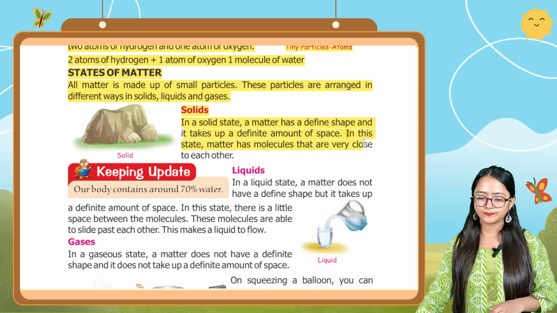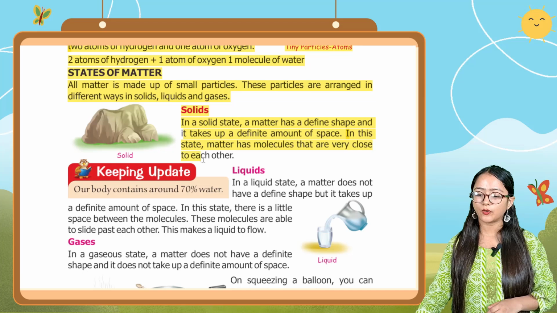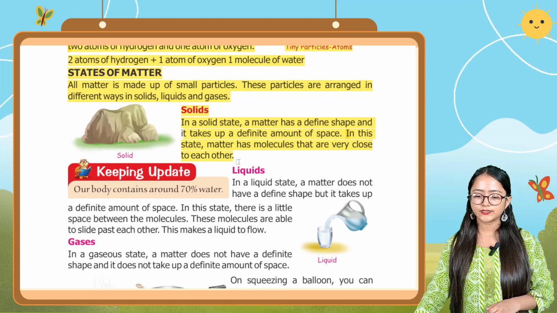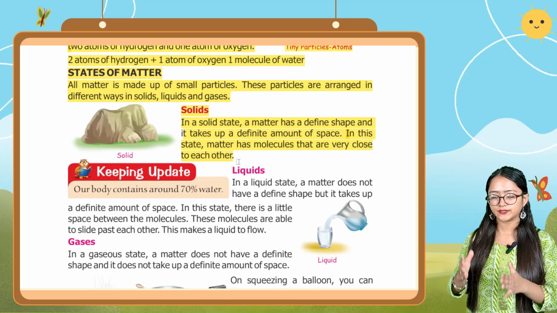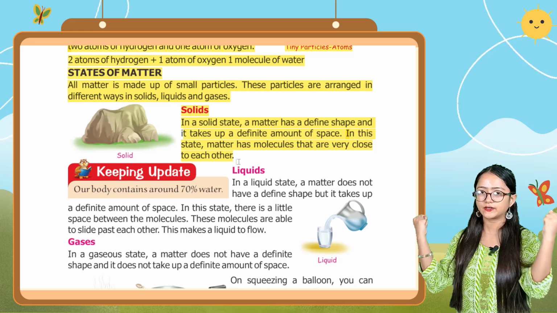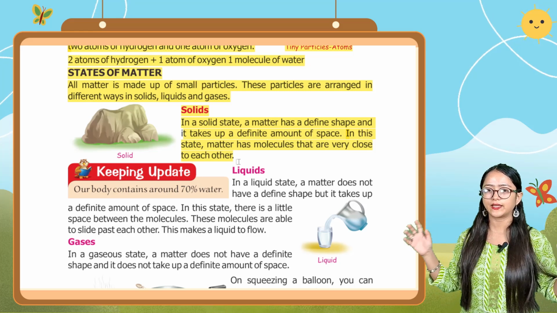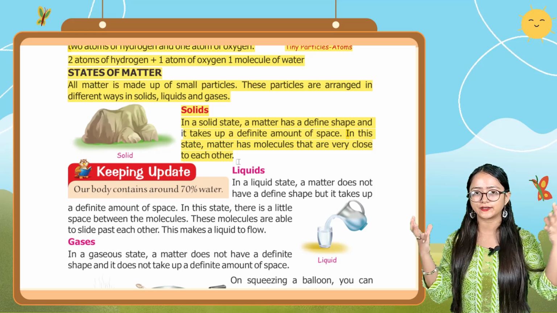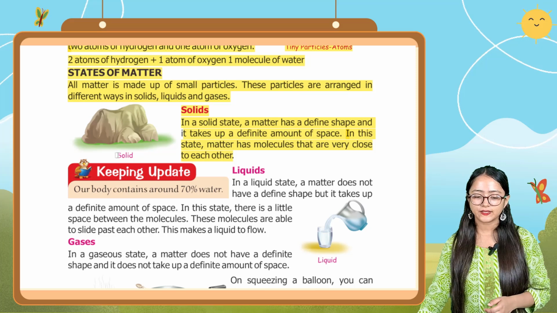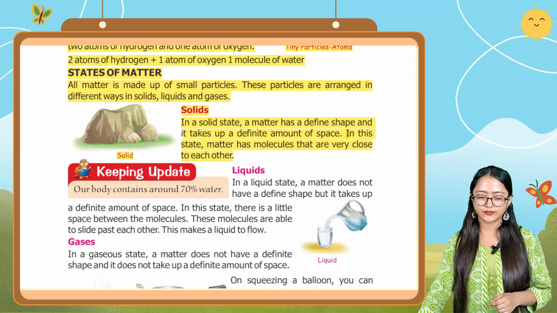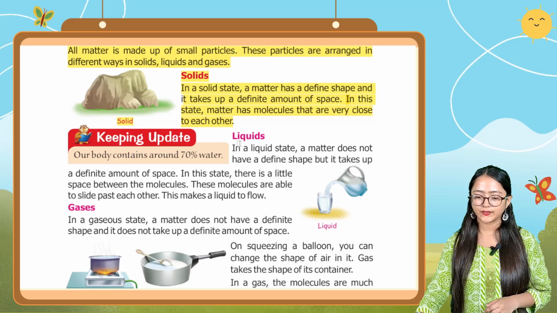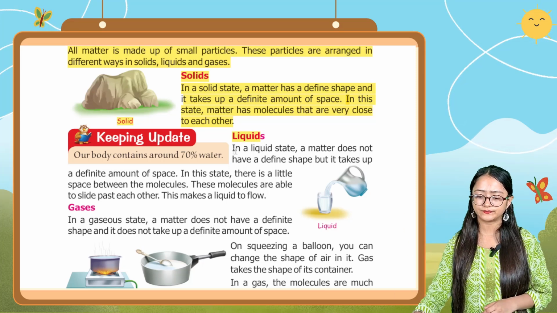In this state, matter has molecules that are very close to each other. It is saying that in the solid state, the molecules are closely packed, like they are hugging each other. In the example in this figure, you can see a rock given as a solid. Now come to the next one, that is liquid.